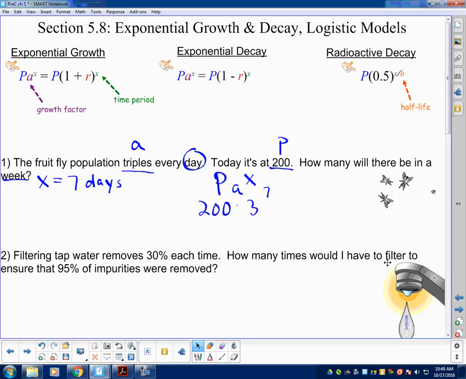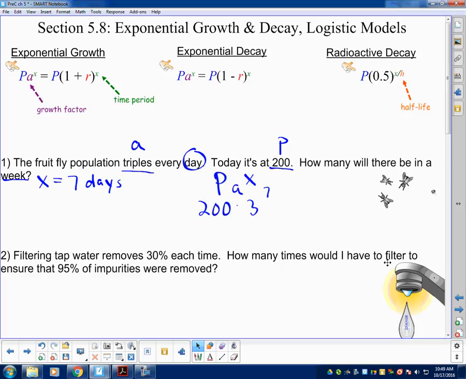So 5.8, exponential growth and decay. We have 3 different functions, one for exponential growth, and there are 2 versions of it. We have P times a to the x, where P is the principal, a is the growth factor, and x is the time period. If you're given that the population doubles or triples, anything bigger than 1 would go in for your growth factor. So that's the function we use if we're given the growth factor.